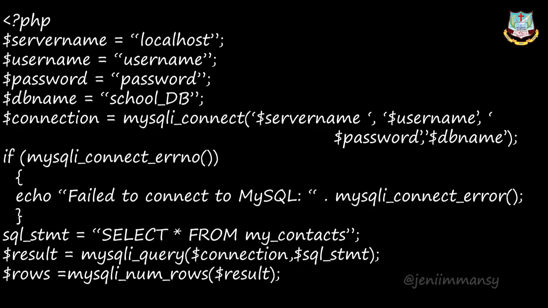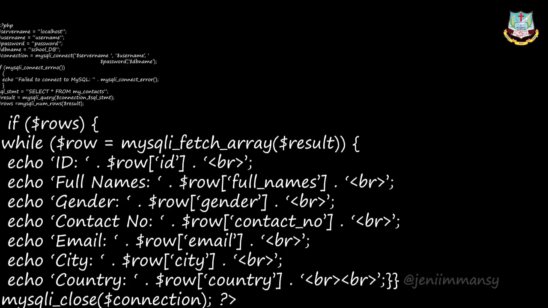So for result they are giving mysqli_query. Inside the bracket they are giving these 2 parameters, connection and SQL statement. This is used to execute the SQL statement. For rows, here they have given mysqli_num_rows. In the bracket they have given result. This is used to get the number of rows returned. If this rows, they have given an if condition again, and then they open the parenthesis: while row is equal to mysqli_fetch_array.